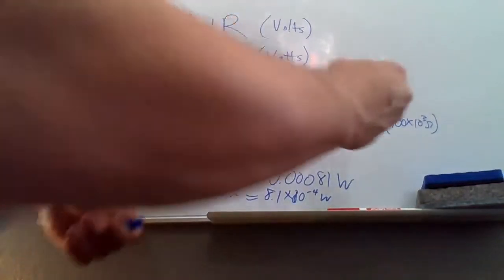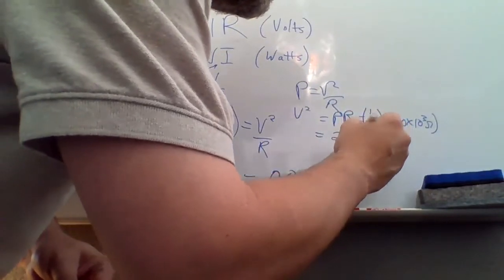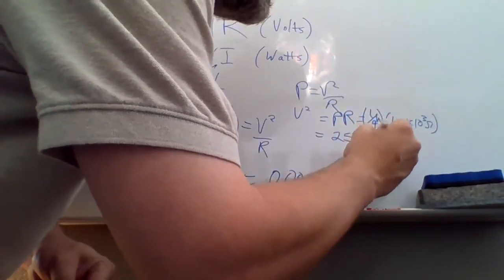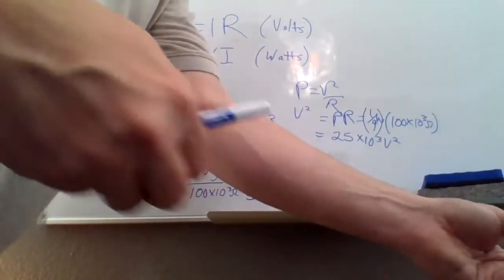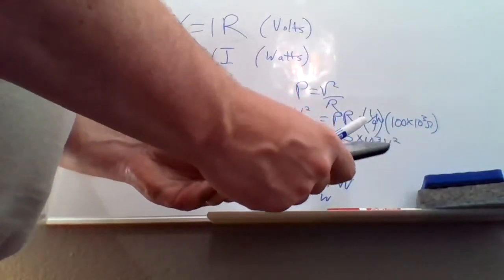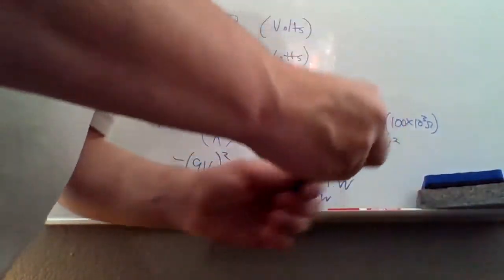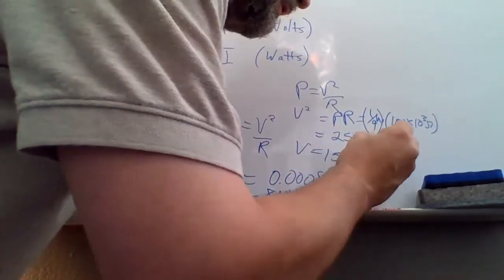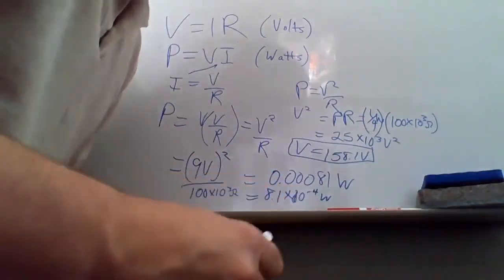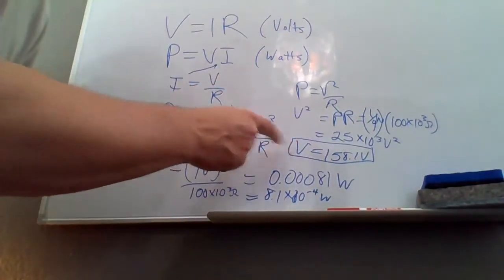And so that equals 25 times 10 to the 3 volts squared. So I enter in 25 to the 3, and then I take the square root of that because I want to make that into V. And V is equal to 158.1 volts. So in theory, my little resistor there could handle 158 volts.